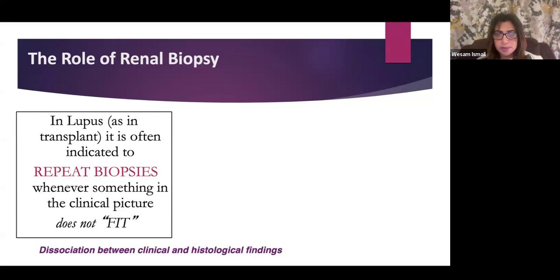What we do with the biopsy is a lot of things. We score, we classify, we give you prognostic indices, we give you an idea about the status of the kidney. It guides treatment through the classification and so on. But in lupus, as in transplant, it is often indicated to repeat biopsies whenever something in the clinical picture does not fit, meaning when you have dissociation between clinical and histological findings.